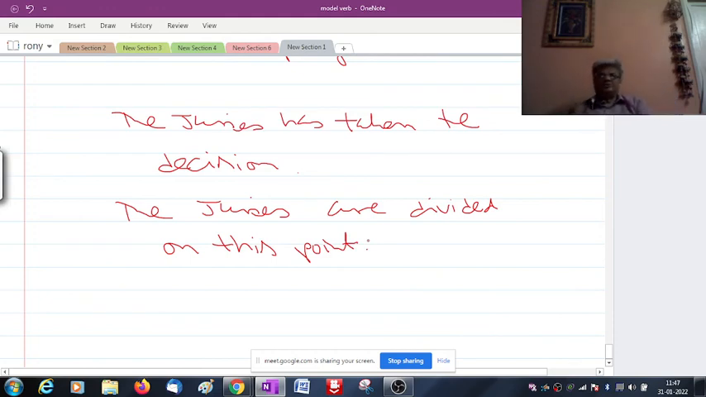See the two sentences. The jury has taken the decision. Here I am using a singular verb. But the juries are divided on this point. Here I have used a plural verb. Why have I used these two verbs in the two sentences? Can anybody tell me? I am asking Arya. Can you clarify this thing? In the first sentence I have used "has", but in the next sentence I have used "are", a plural verb. Why?